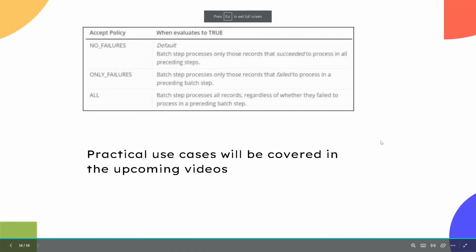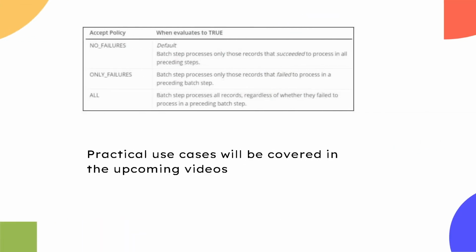So guys, in this table you can see accept policy has 3 values. The first one is no failures, the second one is only failures, and the third one is all. From the definition, if we have accept policy as no failures, the batch step processes only those records that succeeded in all the preceding steps. Okay, let me show you.